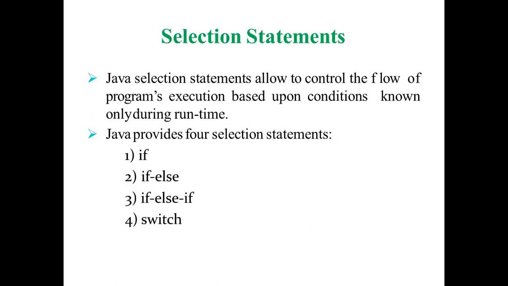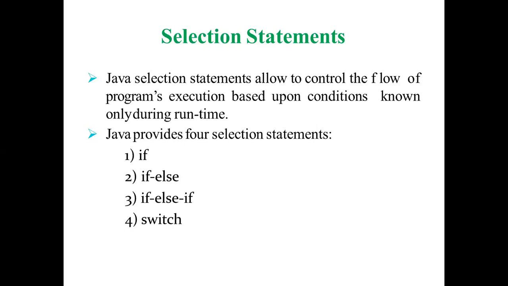The selection statement allows the flow of the program's execution to be controlled based upon conditions only, during runtime. While executing the program, it may depend on the if statement, the if else statement, or you can give if else if, as well as the switch statement. Based on those conditions, if the condition is satisfied, then only it is going to run the if statement. If the condition is not satisfied, it goes to the else statement.